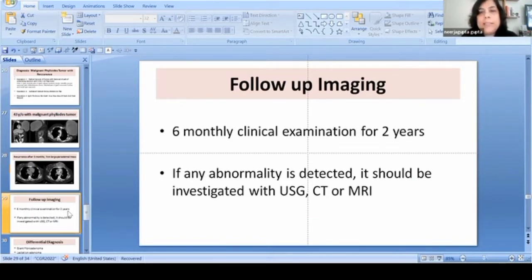Phyllodes tumor, as it is increasing in the grade, there is the dreaded recurrence. So what is being followed at the institute is that 6 monthly clinical examination is done for the first 2 years, and then yearly examination. Imaging is only suggested if any abnormality is detected on clinical examination, and then we could investigate it with either ultrasound or CT or MRI, because most of these patients have undergone mastectomy.